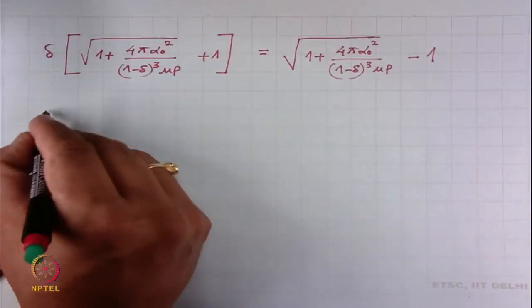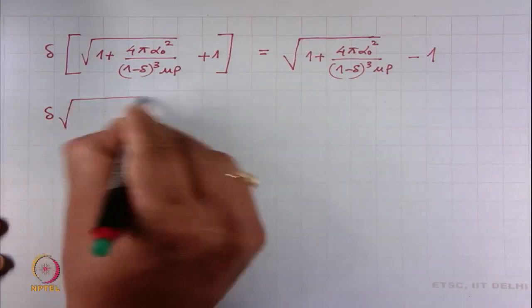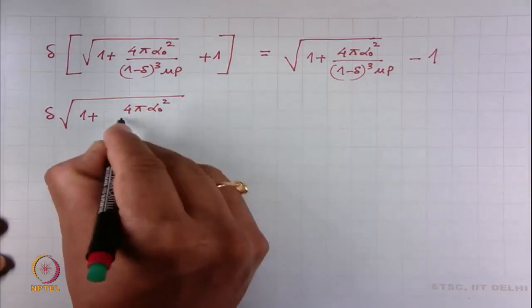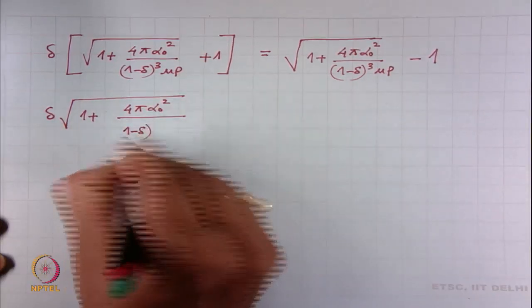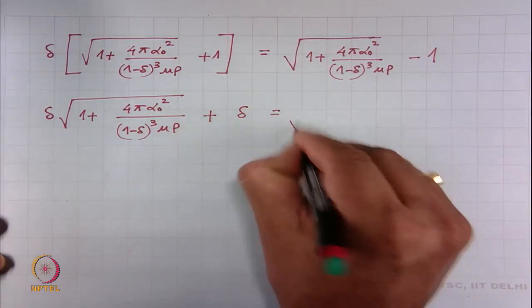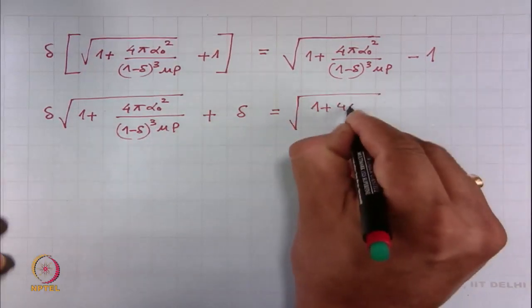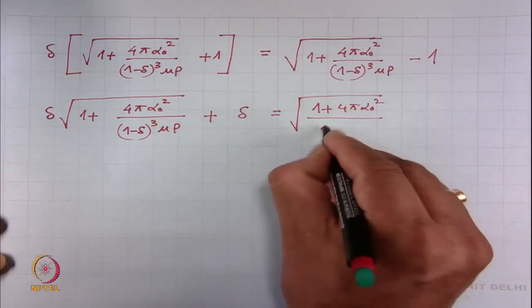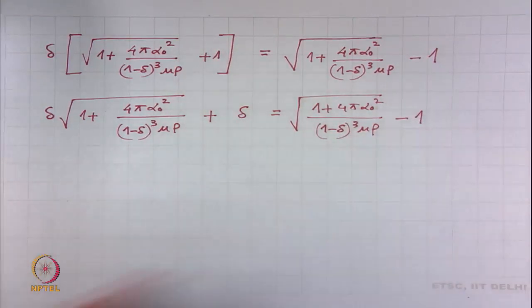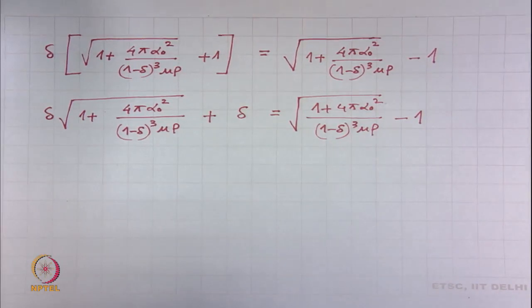So then we can write 1 plus 4 pi this by 1 minus this p plus this, 1 plus 4 pi this. This is quite a long expression; if you do it slowly but steadily, step by step, you will get the answer. Okay. Now, what do we do?